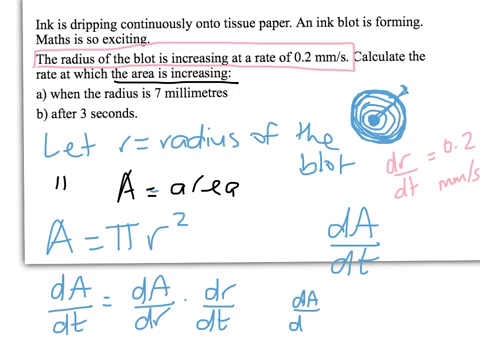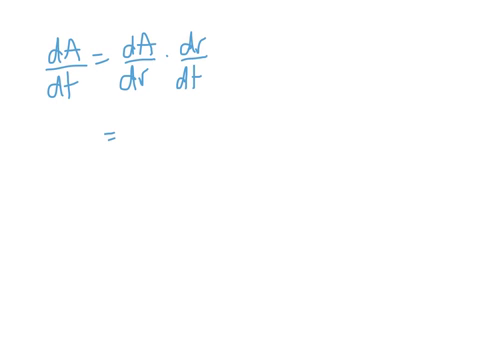dA by dr is equal to 2 pi r. So on a new slide, I'll put those things together. Okay, so dA by dt is equal to dA by dr times dr by dt. And dA by dr was 2 pi r times 0.2. So that equals 0.4 pi r.